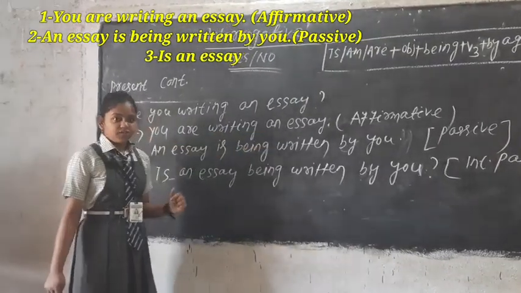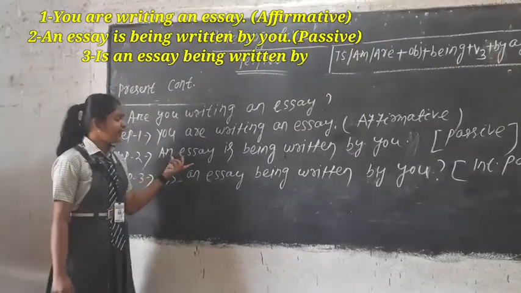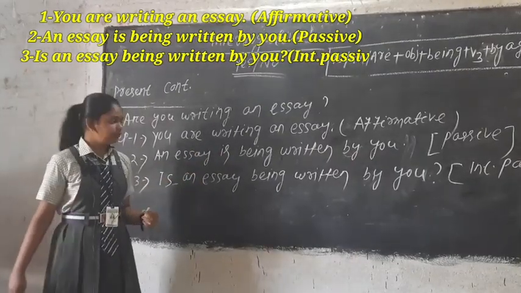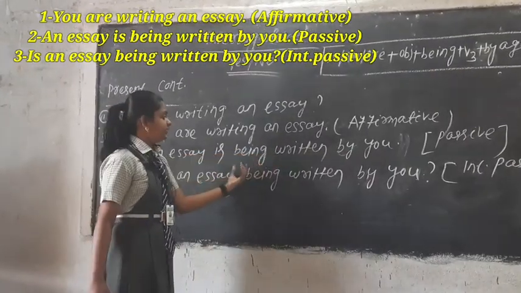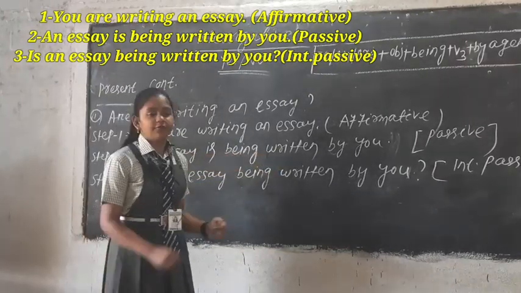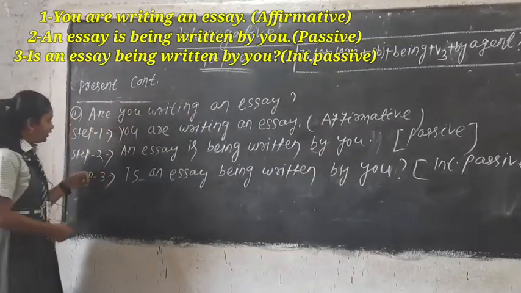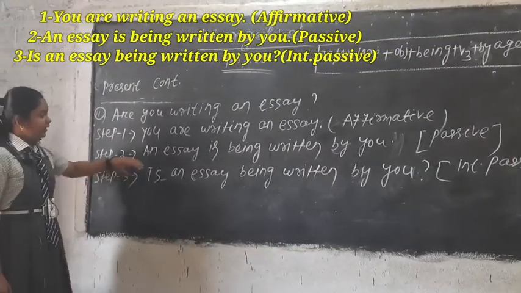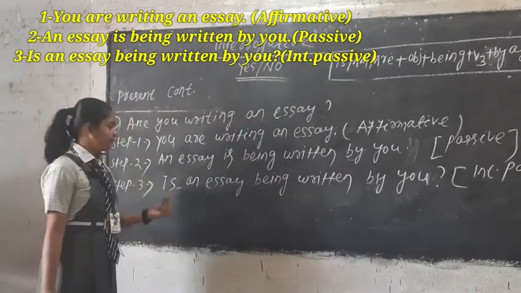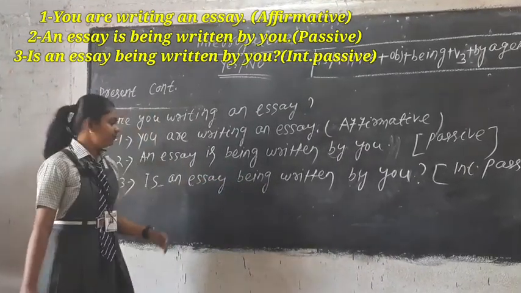An essay is the object here, it becomes the subject in the passive voice. An essay is in the singular form, that's why is is used. Being written, in the passive form being is used. Written is the verb 3 form and by agent or by you. Step 3 is to just interchange the position of the subject and the auxiliary verb. Is an essay being written by you?